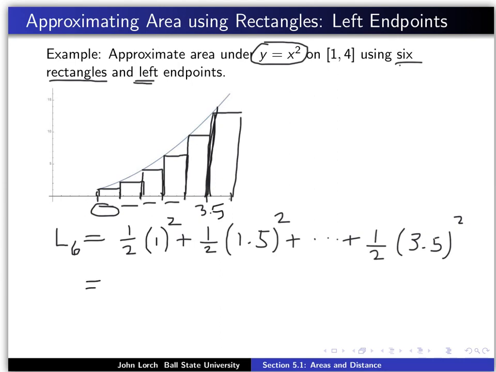So if you add all of that up, you should wind up with 17.375. And we note here that this is not exactly the area under y equals x squared. In fact, it's an underestimate because, as you can see, there are portions of the area under y equals x squared that were not accounted for in our computation.